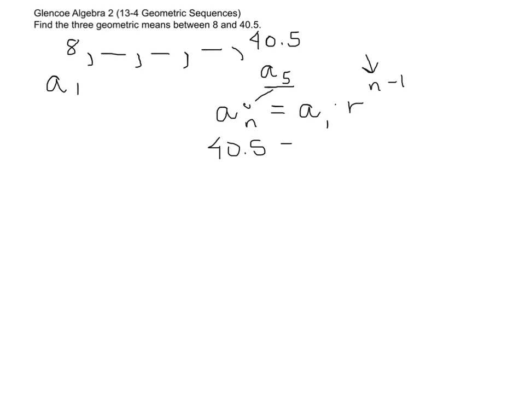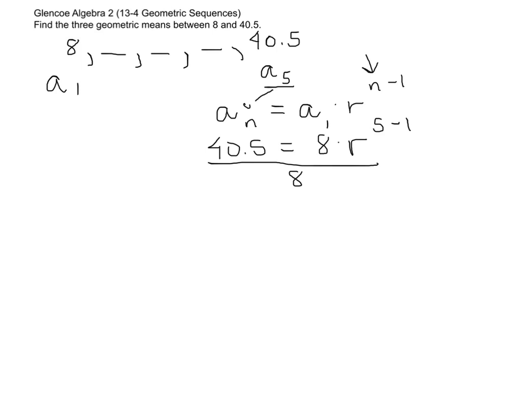40.5 is going to be our nth term. 8 will be our first term. We don't know our common ratio, but we know that n is going to be 5 because we're dealing with our fifth term. So I've now plugged information into my equation, so now I must solve for the variable necessary. I'm now going to divide both sides by 8.